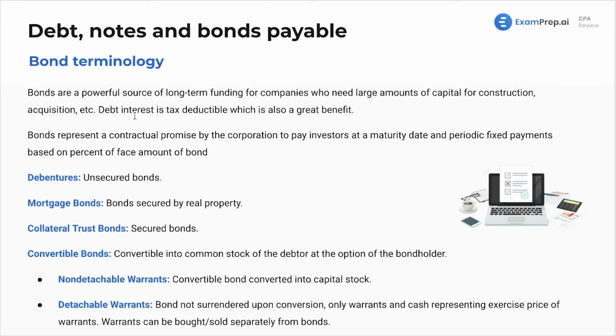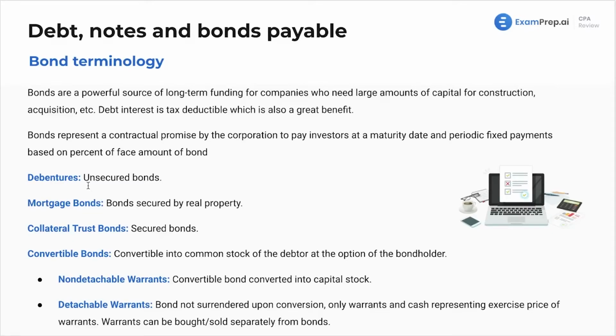You're just borrowing money. And bonds represent a contractual promise by the corporation to pay investors at a maturity date and periodic fixed payments based on a percent of the face amount of the bond, right? Think mortgages, think credit cards. I mean, more so mortgages. I'd say that's kind of what we're dealing with here. If you've had car payments or student loans, think of all items such as those, long-term. Yeah, because credit cards aren't long-term. We're thinking long-term debt here. So more words, definitely get familiar with. I just don't want you to see these on the test and get intimidated because you don't know what they are. Debentures are unsecured bonds.